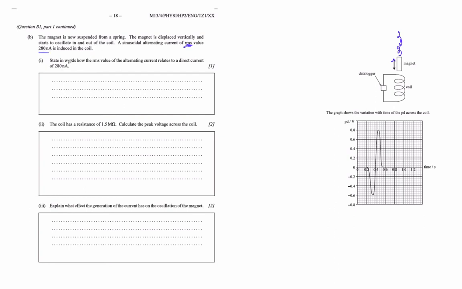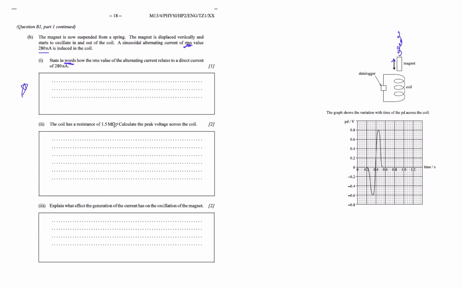State in words, notice I say words, so don't be giving them a formula, how the RMS value of the alternating current relates to a direct current, okay? What you need to say here is that it has to do with the power. A direct current of 280 nanoamps delivers the same power as an RMS current. That's the real meaning of RMS. It's a power average, okay?